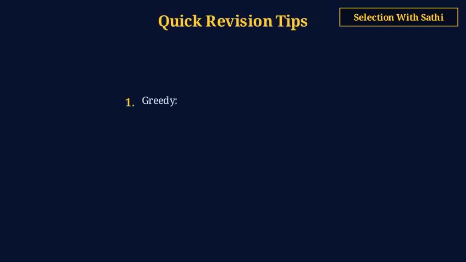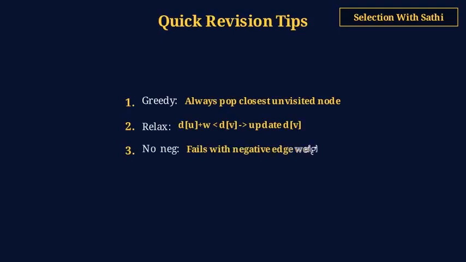Quick exam tips. First, Dijkstra only works with non-negative edge weights. If there are negative edges, use Bellman-Ford. Second, use a min-heap for O(V plus E log V). Never use a sorted list or linear scan in an interview.